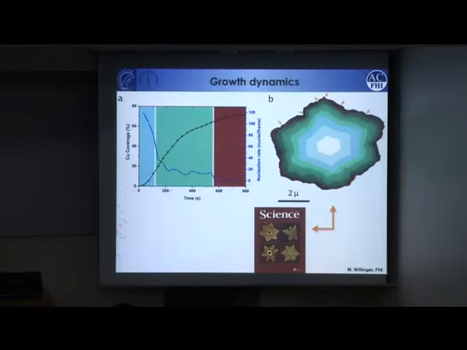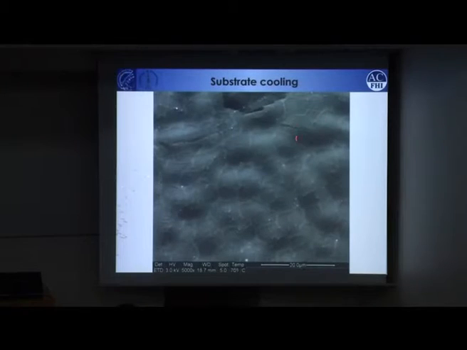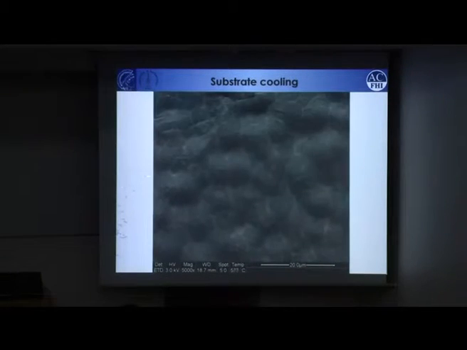And it's much easier than doing the switching experiments, or growing under different conditions and running to a microscope each time. And we don't miss anything. For example, during cooling, there are lots of things happening that are quite interesting. At high temperature, you don't see anything. It's like a pre-melted surface of copper.